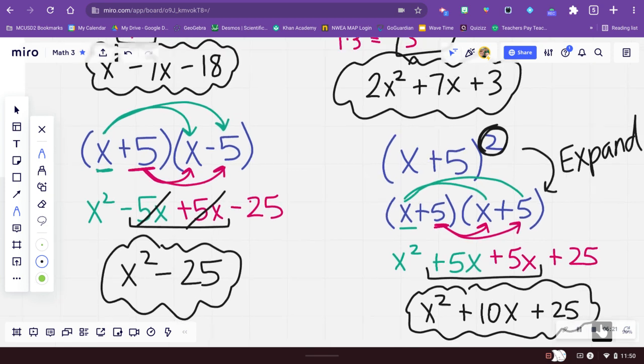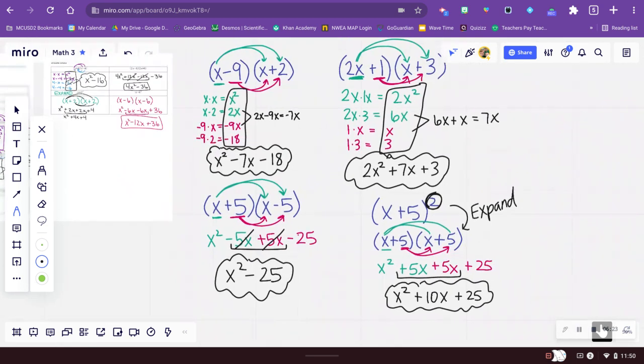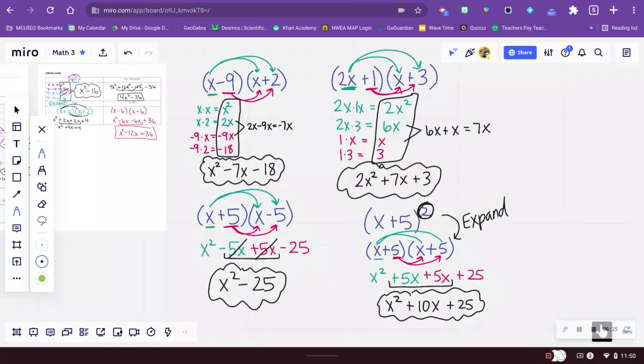Okay. All right. So there's four different examples of multiplying binomials. I hope that you learned something, or maybe just kind of reviewed and had some light bulb moments. Get some Khan Academy practice. Make sure that you understand how to do this before we move to the reverse process where we go backwards.